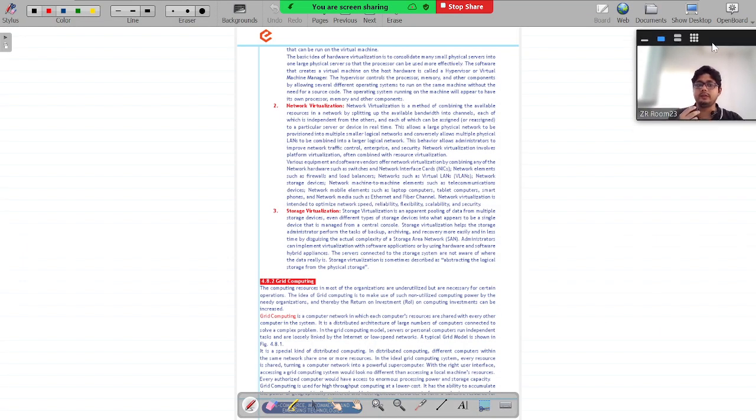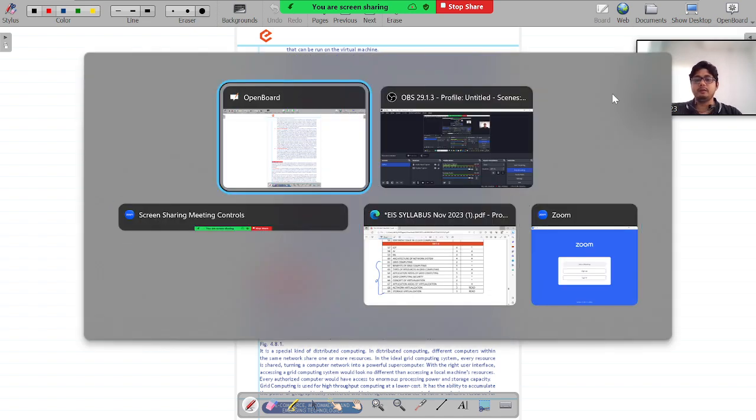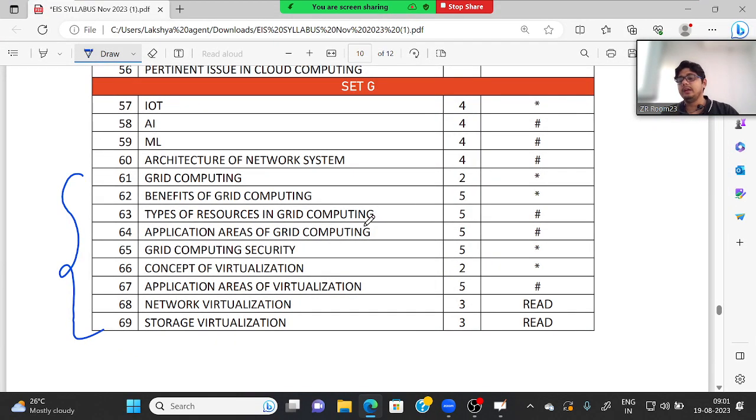Okay, so now listen what we are doing, guys. We are starting with chapter 4, set G. Today we will be doing questions 61 to 69, and if possible 60 also. This is related to chapter 4, set G. This set is very important from exam point of view, and it has a lot of amendment changes, so every attempt it comes.